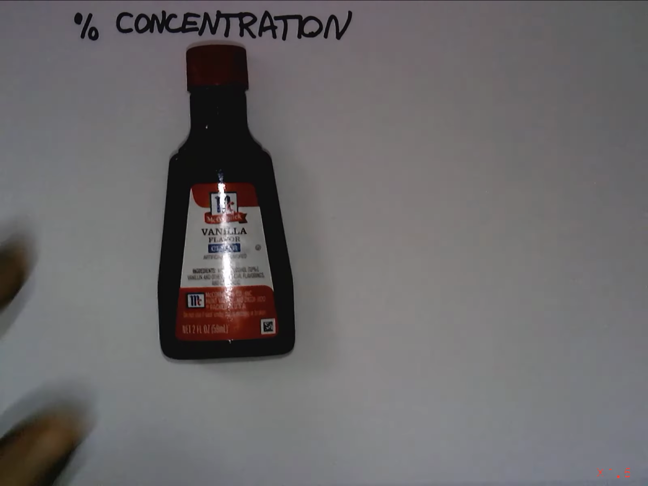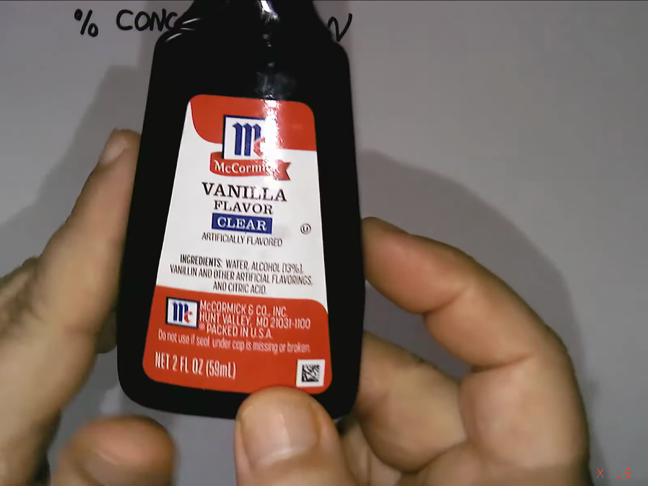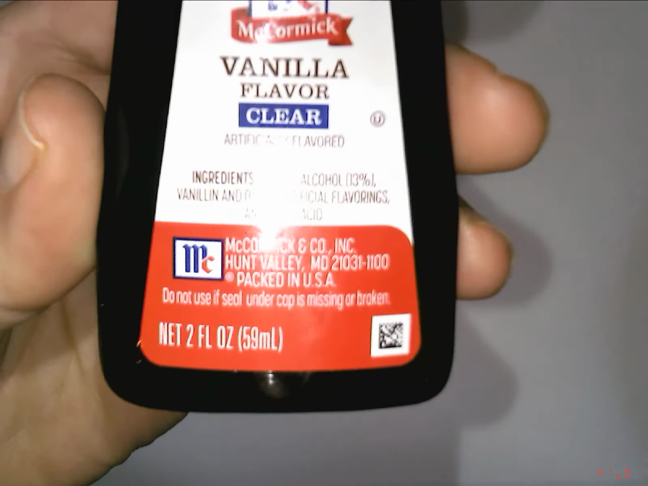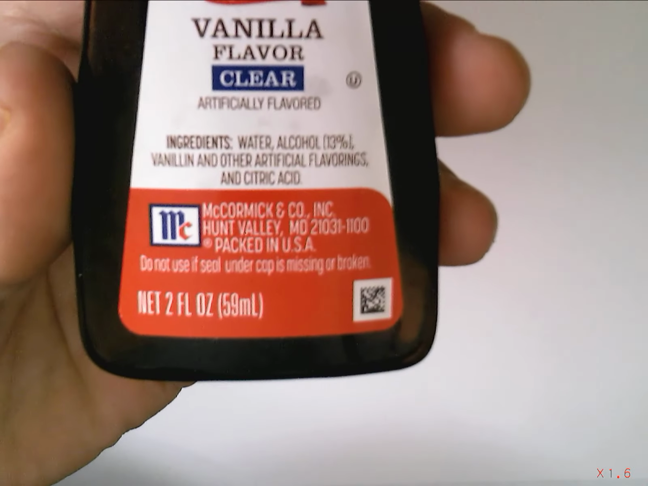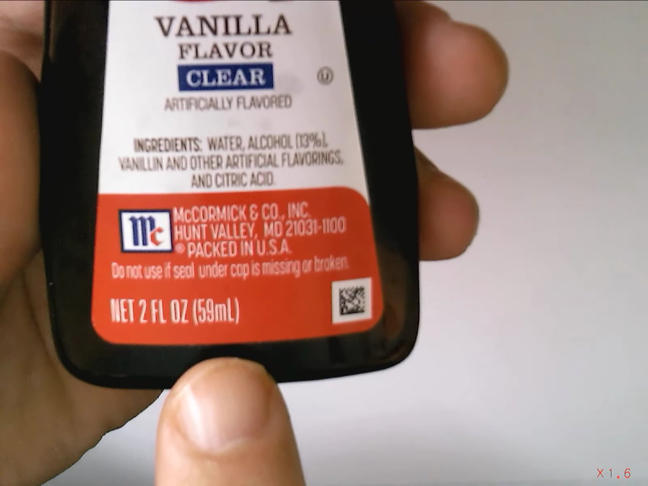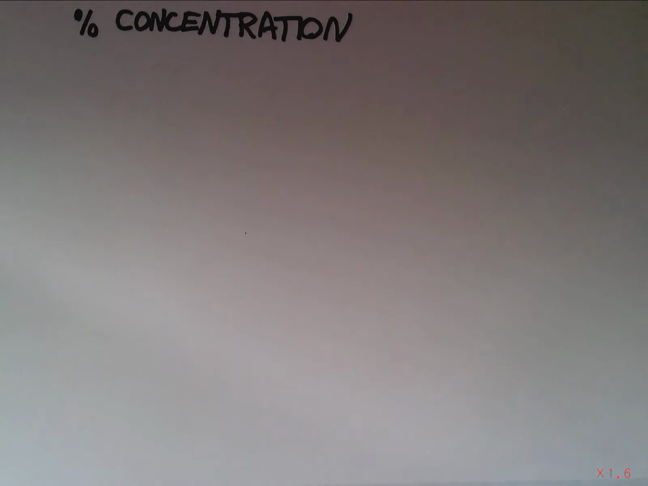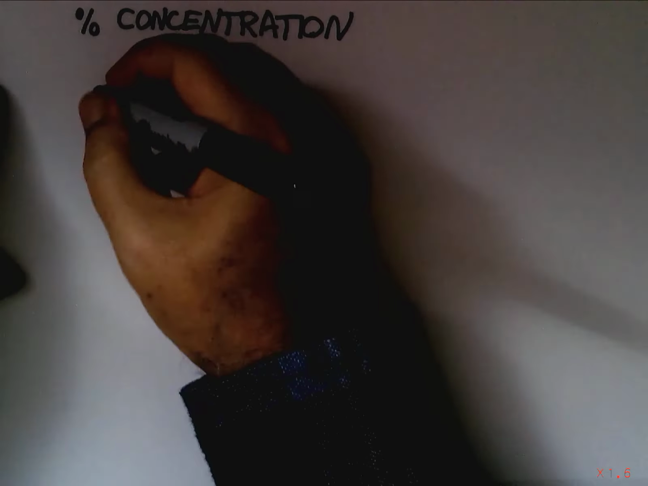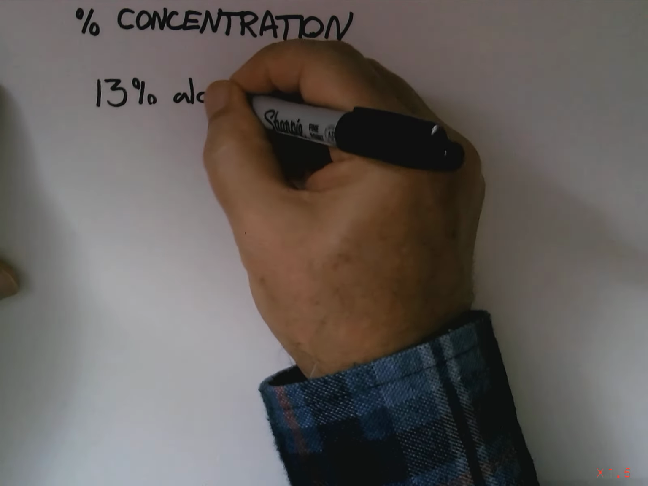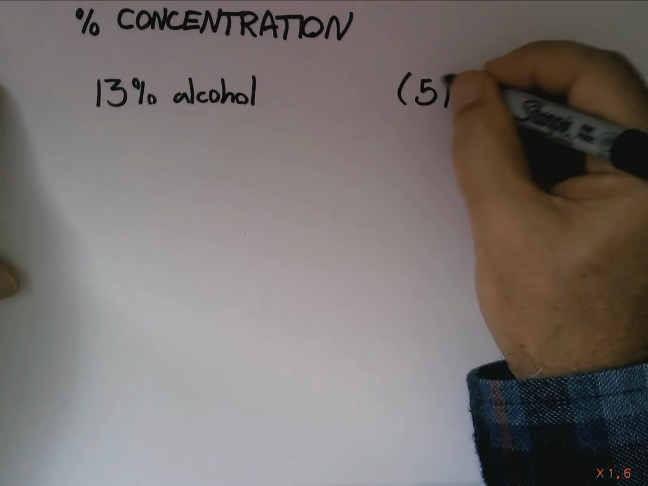Here I've got some vanilla extract. Let's see if we can see the label. Zoom in on that. It says 13% alcohol, and it also says I have 59 milliliters of solution in here. Okay. So 13% alcohol. And the label also said 59 milliliters, and I'll put this over on the side because we'll use it later.